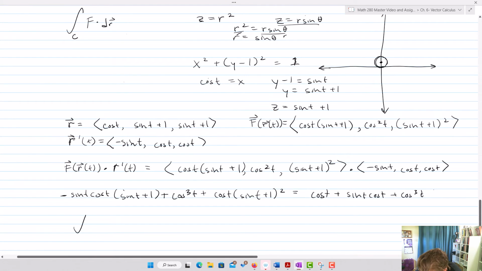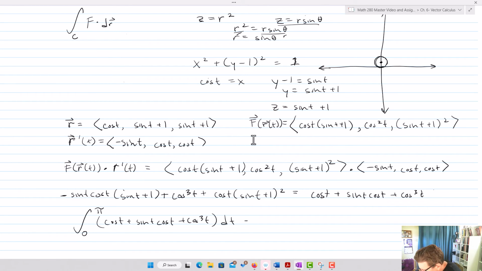And so if I take my integral, our t is going to go from 0 to pi. That's because it's not actually centered at the origin. It's actually centered above the origin. So we're going to go from 0 to pi, and it'll be cosine t plus sine t cosine t plus cosine cubed t dt. And when we integrate that, this ends up equaling 0. And so what we end up getting is 0.